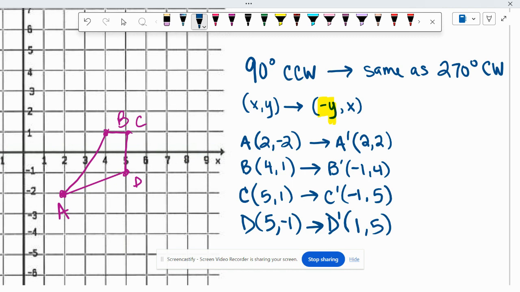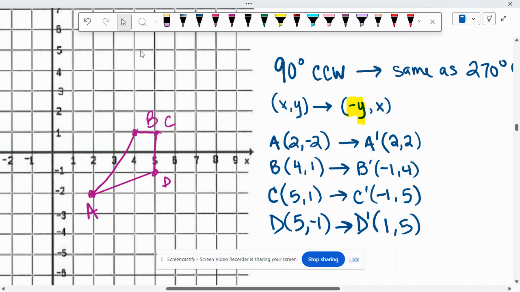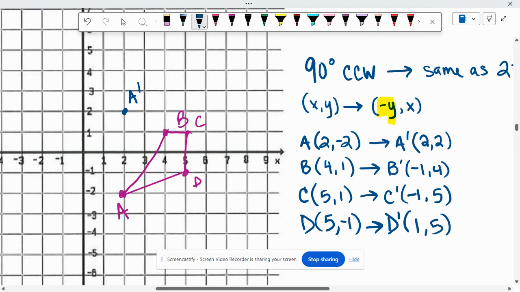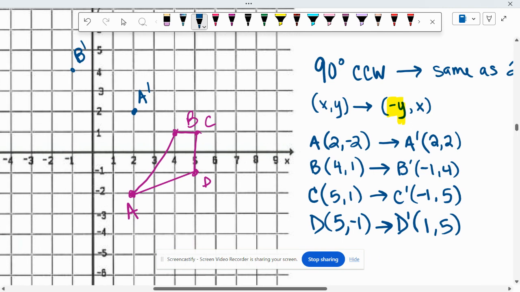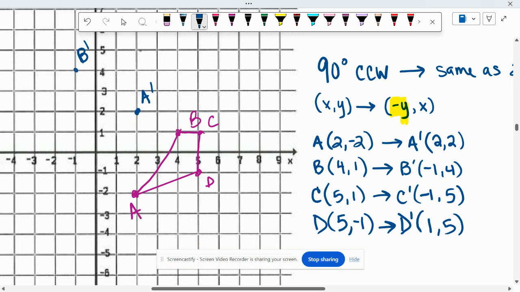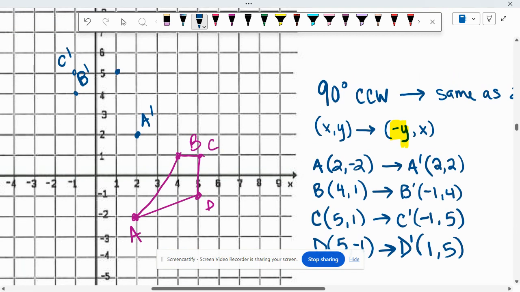So let's plot those new points. A prime is now 2, 2. B prime is -1, 4. C prime is -1, 5. And D prime is 1, 5. So my new shape, my image, is this. That was 90 degrees counterclockwise.